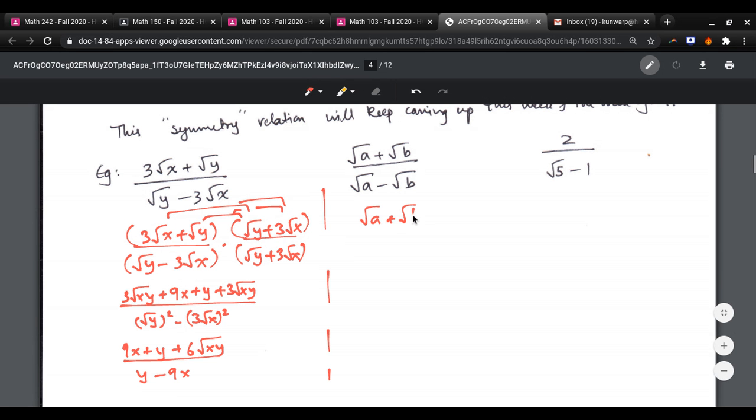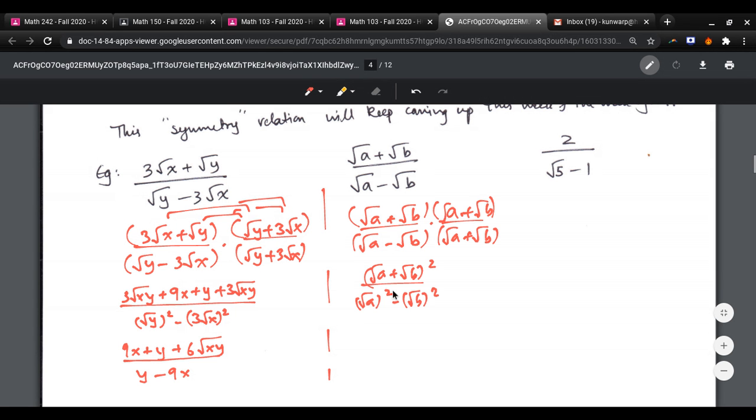Similarly here, I have root a plus root b over root a minus root b. Conjugate is root a plus root b over root a plus root b. Now on the top, what I have is root a plus root b whole squared. And on the bottom is root a squared minus root b squared. I can use our property for a plus b squared to get a plus 2 root ab plus b over a minus b. Again, the end goal is that the denominator is a rational number.